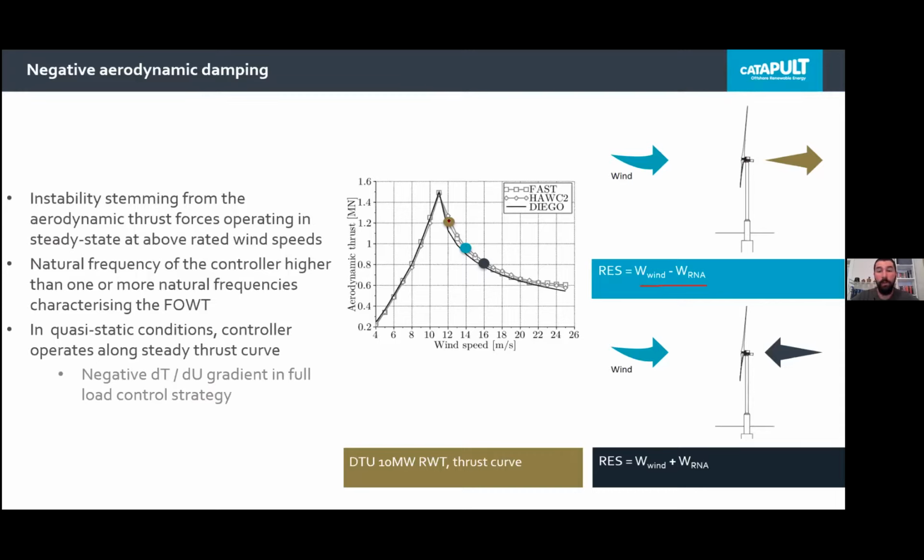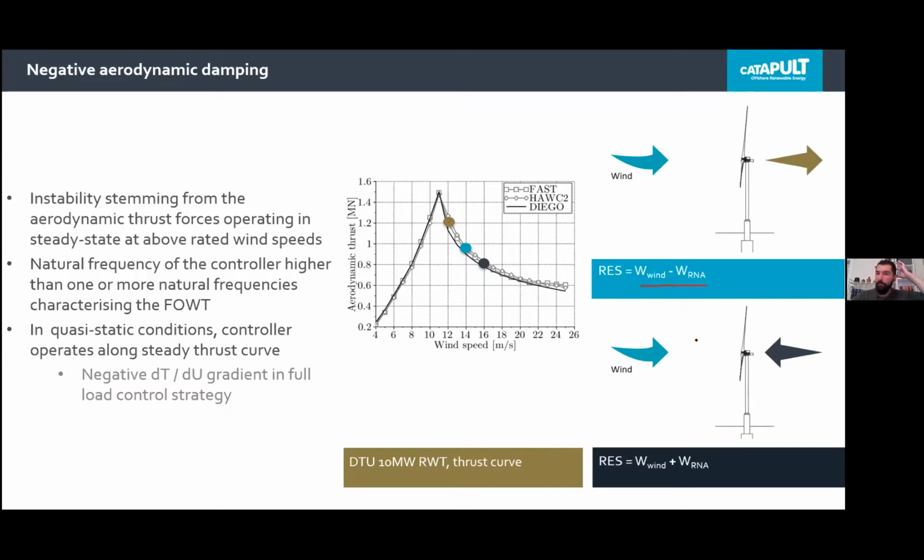And what does it do in response to that? Well, the controller will pitch the blades according to a wind speed of 12 meters per second instead of 14, which, as we all know, there is a thrust curve above rated wind speed that is decreasing. Therefore, the thrust is higher than it should be, meaning that the wind is pushing more than it should on the wind turbine rotor, while the turbine is drifting away from the wind.